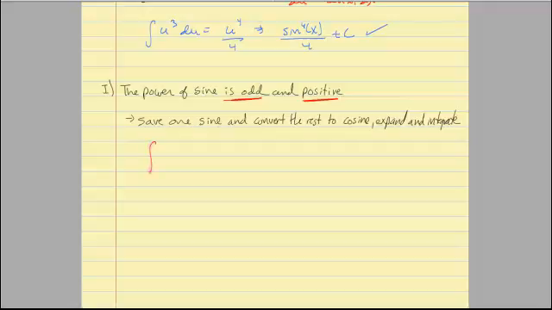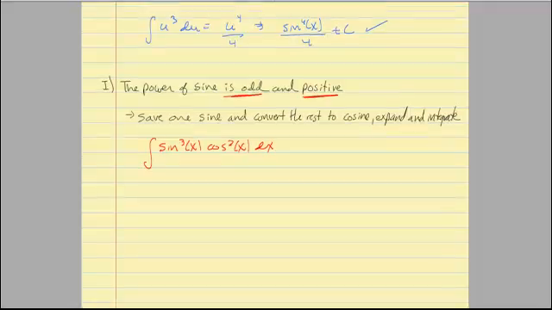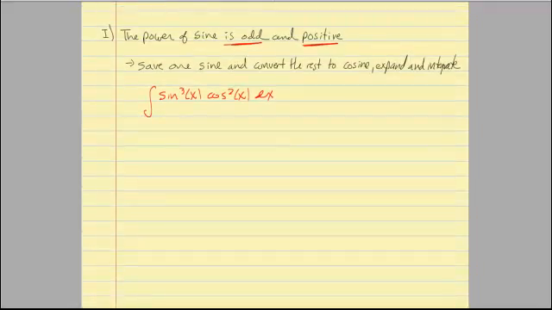So let's go ahead and look at an example that will fit here. Let's look at sine cubed cosine squared of x dx. So if we note here, the power of sine is odd, it's 3. 3 is positive, so we're set to go. We didn't really say anything else about this problem in terms of cosine. Well, the rule is that we should save one sine and convert the rest to cosines. So let's go ahead and try that.